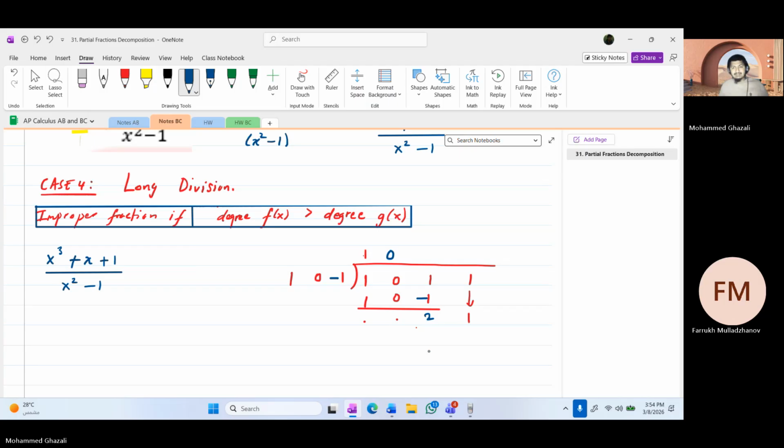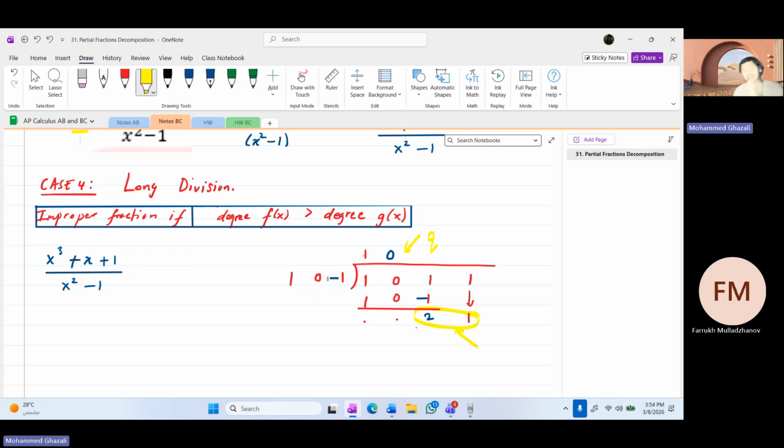Are we good? You understand why I put a 0 there? We can't take 3 terms and divide it into 2 terms. Right. So what's your answer here? This is your quotient. This is your remainder. Both these parts are your remainder.